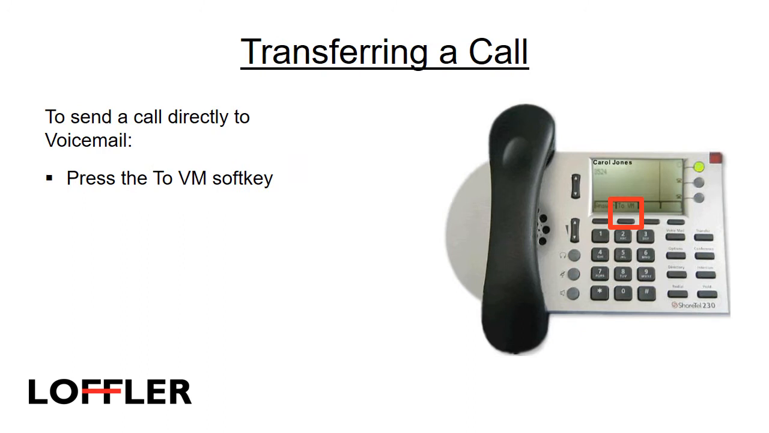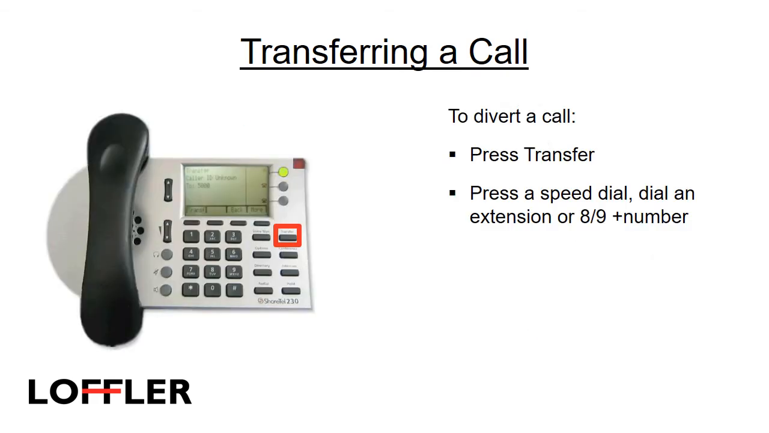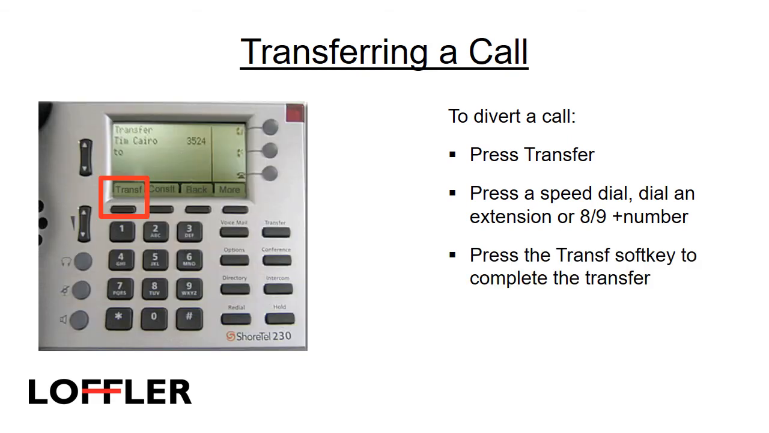To forward a call directly to voicemail, press the To VM soft key while your phone is ringing. To divert a call, press Transfer, then press a speed dial, dial an extension, or dial the trunk access code 8 or 9, and then the number. Then press the Transfer soft key to complete the transfer.